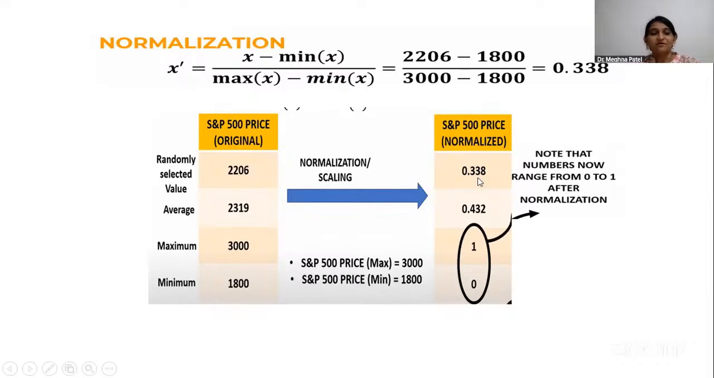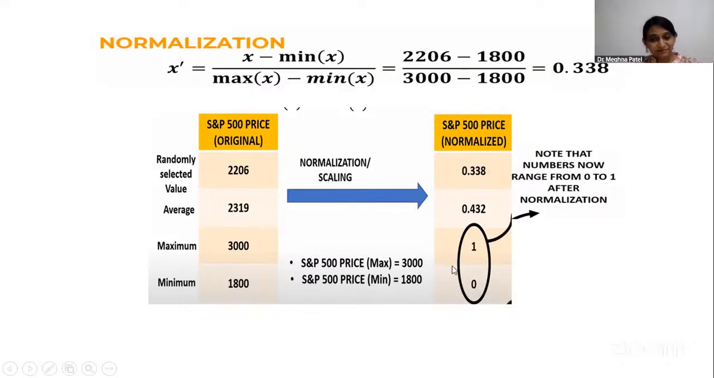Now take the second one, average 2319 minus minimum 1800, divided by maximum 3000 minus 1800. It will give you 0.43. Again, it comes into the 0 to 1 range. Then when we take the maximum value, 3000 minus 1800 divided by 3000 minus 1800, it will give you 1, because it is the same value. When we give the minimum value, 1800 minus 1800, it will be 0.